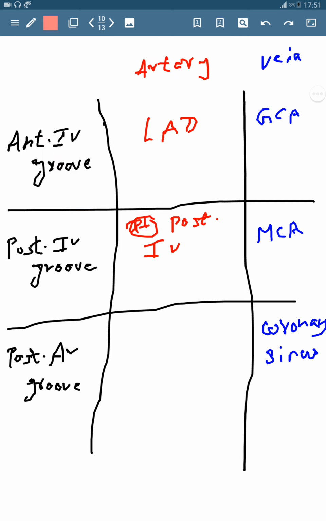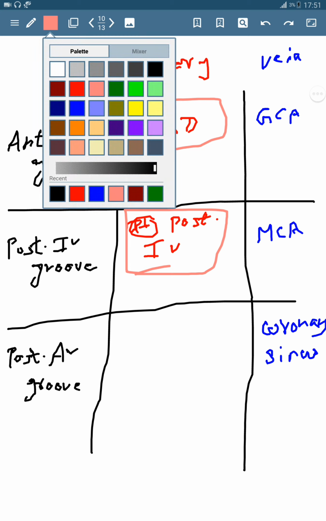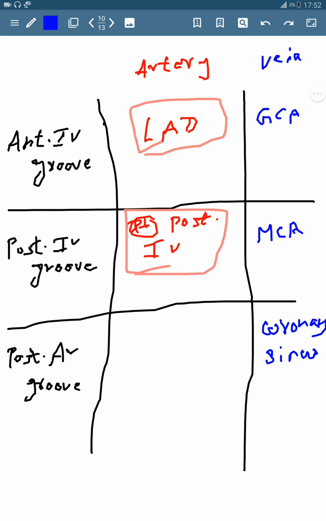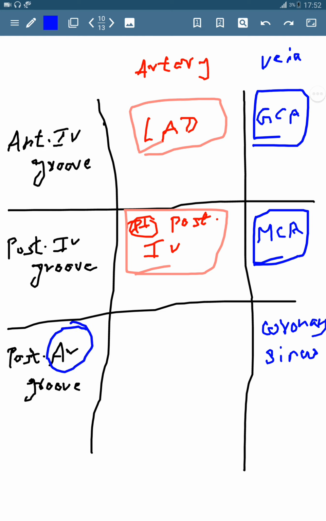Which artery lies in the anterior interventricular groove? It is the left anterior descending artery. And which artery lies in the posterior interventricular groove? We have seen that, right, the RCA, right posterior interventricular branch. And which vein accompanies the left anterior descending artery? Great cardiac vein. And which vein accompanies the RCA's posterior interventricular artery? Middle cardiac vein. And which vein lies in the posterior atrioventricular groove? Coronary sinus. These are important MCQs.